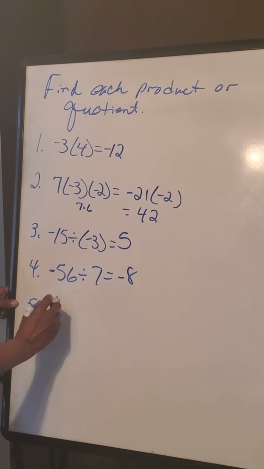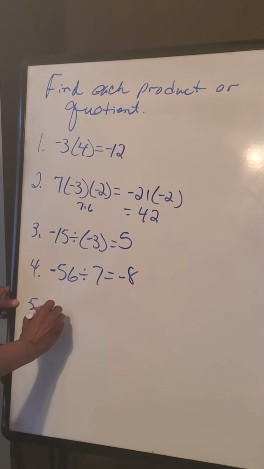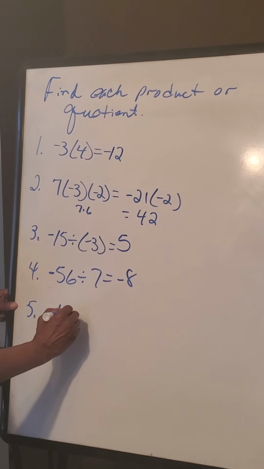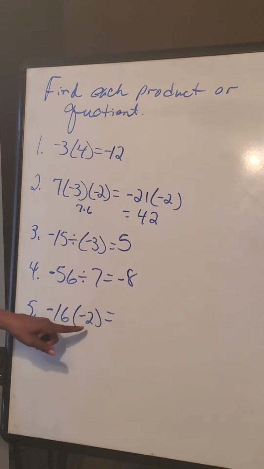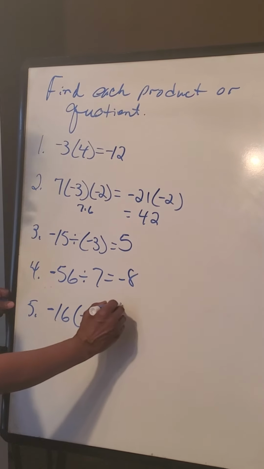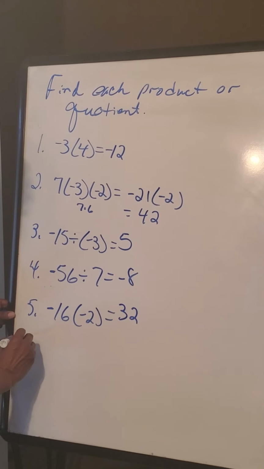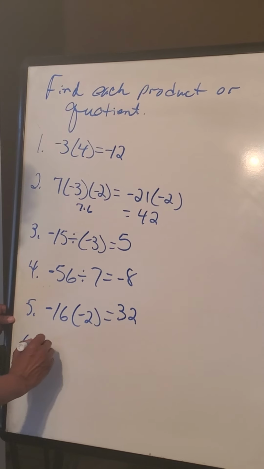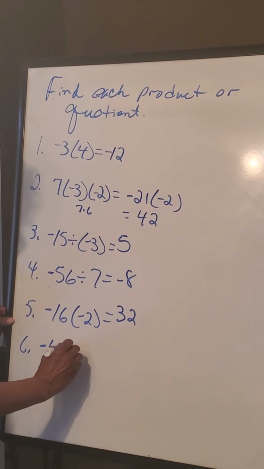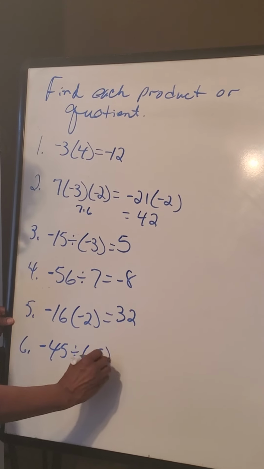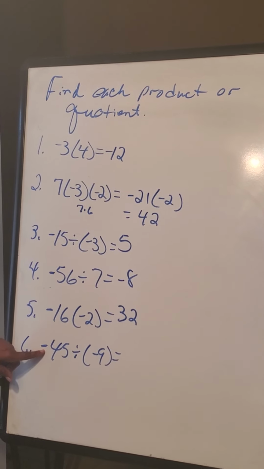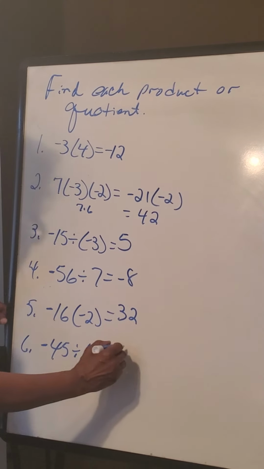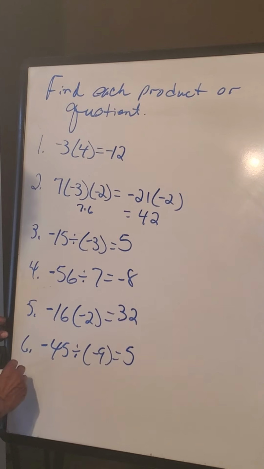Example 5. If I had a negative 16 times a negative 2, I have a negative times a negative. A negative times a negative is a positive. 16 times 2 gives me 32. Example 6. If I had a negative 45 divided by a negative 9, negative divided by a negative is a positive, so I get a positive 5 as an answer.